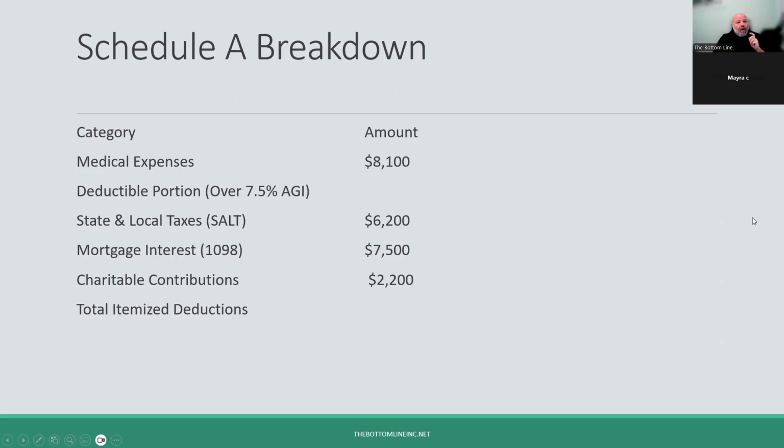So we're going to have our Schedule A breakdown. So we're going to either itemize or take the standard deduction. So the Schedule A breakdown, or itemization, is medical expenses of $8,100. Now, what is 7.5% of our adjusted gross income?